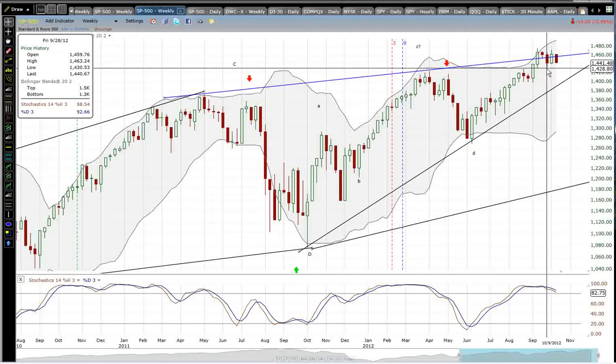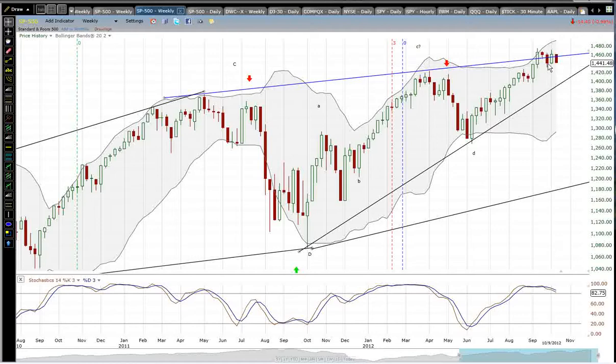That's what I am looking for on the S&P 500: a weekly close below that week ending September 28th in order to trigger a sell confirmation and a likely correction to this recent leg up in the markets.